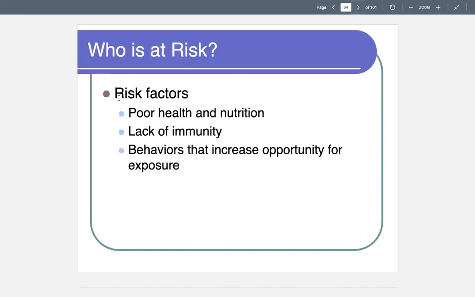Okay, so risk factors. Risk factors na maaaring ma-develop for exposure to pathogens, class, such as yung mga mababa ang immune system, poor health and nutrition or lack of immunity. Mababa ang immune system, mababa na ma-resist nila yung infection from that organism. Also, behaviors that increase the opportunity for exposure.